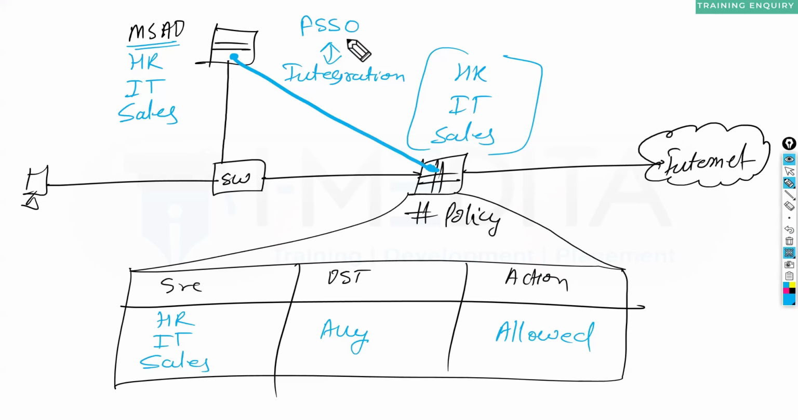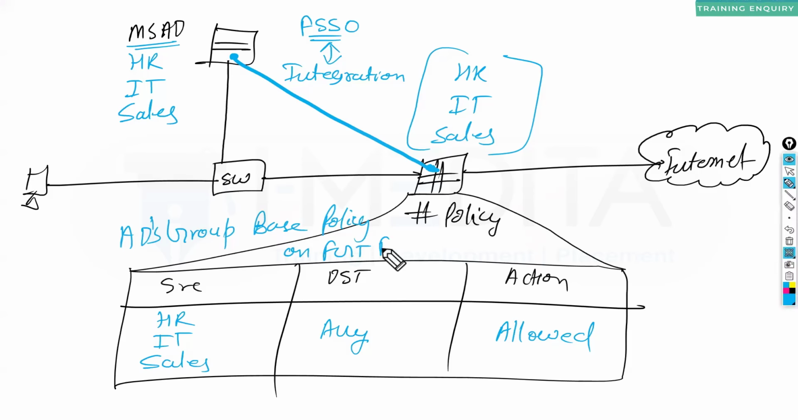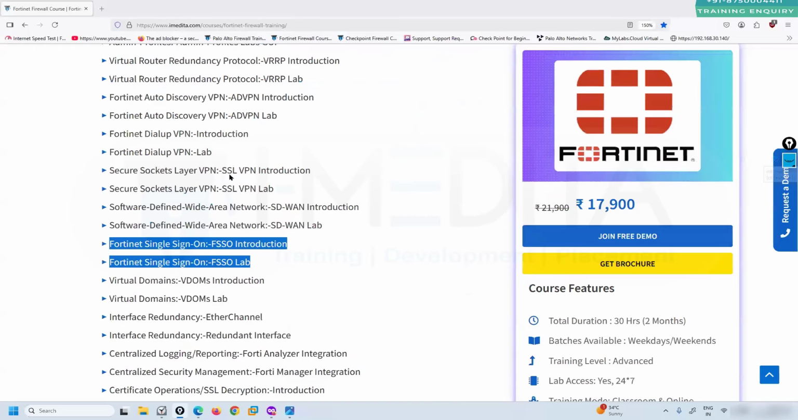Done. So with the help of FSSO, we can integrate Microsoft Active Directory with FortiGate Firewall so that we can deploy AD's group-based policy on FortiGate Firewall. If you want to deploy AD's group-based policy on FortiGate, you need to do integration. That integration will be done with the help of FSSO, Fortinet Single Sign-On. So this is our FSSO.